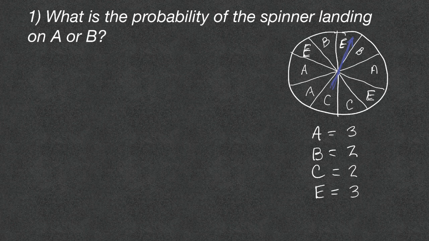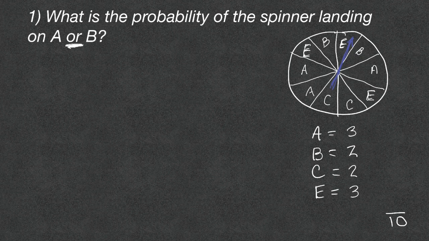Looks like there's 10, right? 1, 2, 3, 4, 5 on each side. So out of 10 possible. So for this one, we want to think that we're looking at an OR here. So we kind of want to sum them together.